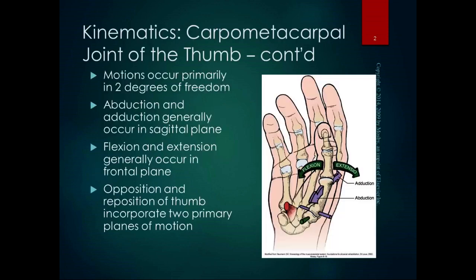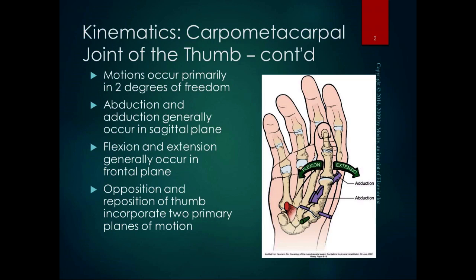Okay, so just like we've done with all the other joints in the body, we're going to talk about the kinematics. Because we have a lot of joints in the hand, there's a lot to talk about, and they're all different, as we've talked about a little bit in the last section. So the carpometacarpal joint of the thumb, or the CMC joint, motions occur primarily in 2 degrees of freedom.